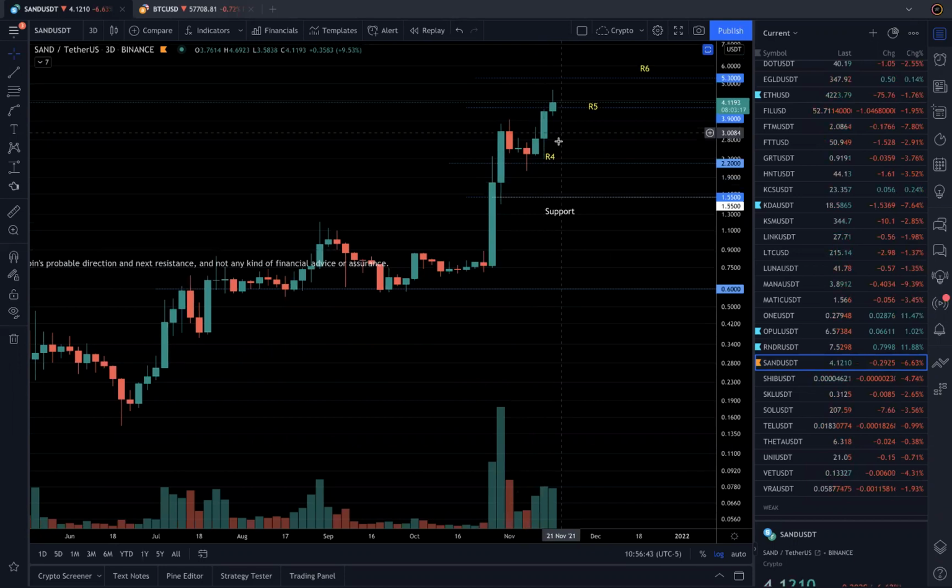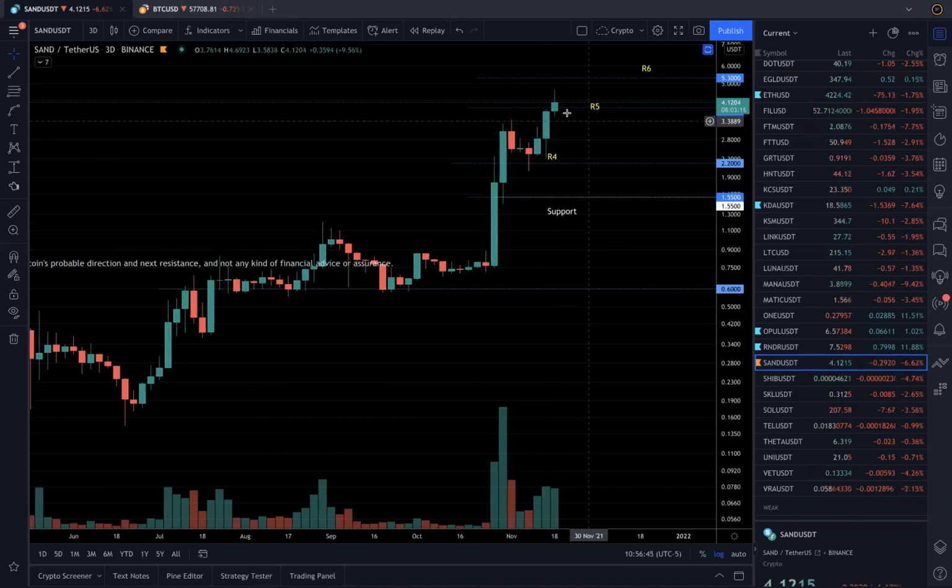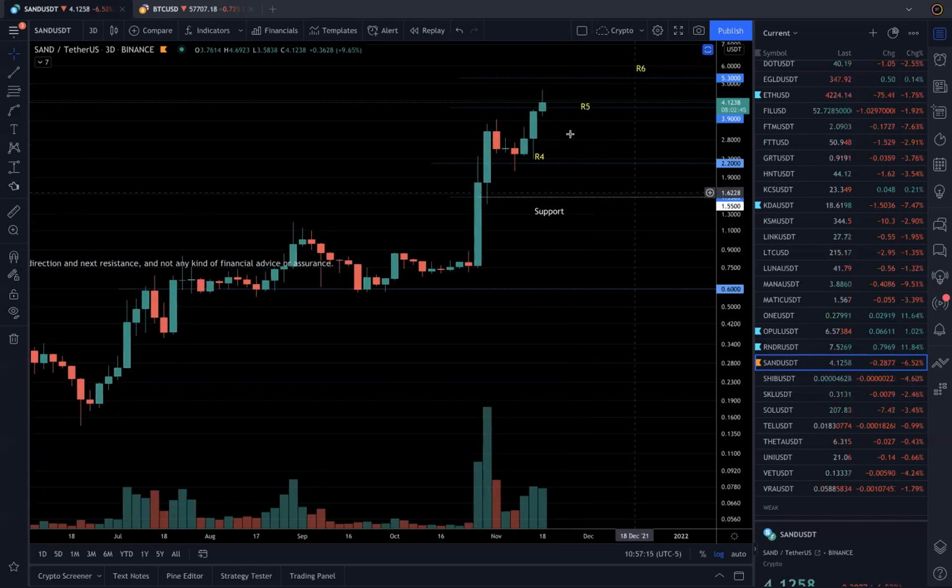Sand is looking good. It's down by 6%, but it's still above R6, R5. If it breaks above R5, then things will change. As far as the current situation is concerned, you can expect it to continue and hit R6. But that will change if R5 is broken below, especially this particular low, which is 3.58. If 3.58 is broken below, then there is more downside risk. At this moment, this looks good.